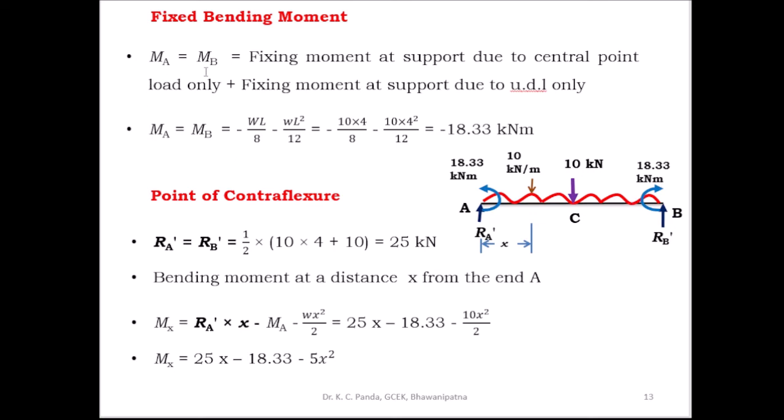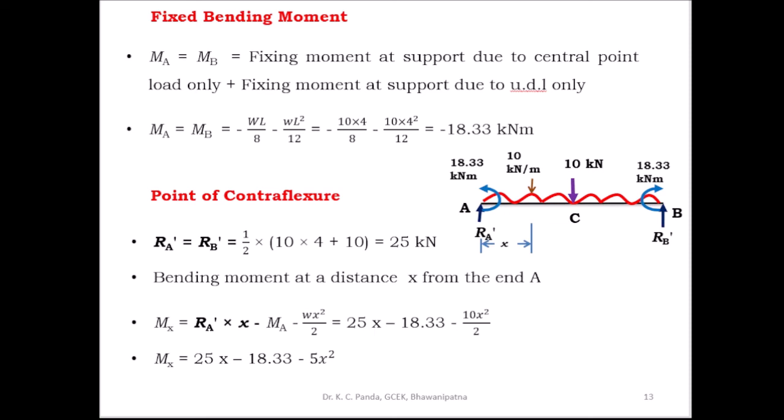That is MA is equal to MB is equal to fixing moment at support due to central point load only, plus fixing moment at the support due to UDL only. Due to the central point load, the moment at the end A or moment at the end B is equal to minus WL by 8. And due to the UDL, the moment at both ends is equal to minus WL square by 12. Then you can find out the end moments. MA is equal to MB is equal to minus 18.33 kilonewton meter.